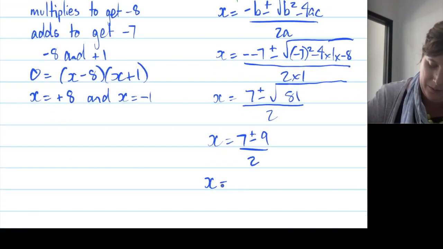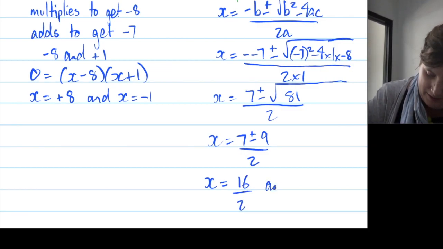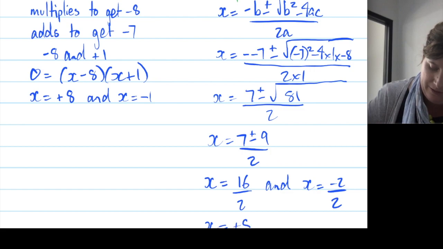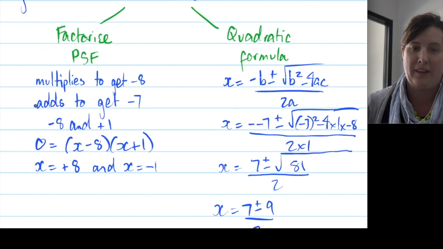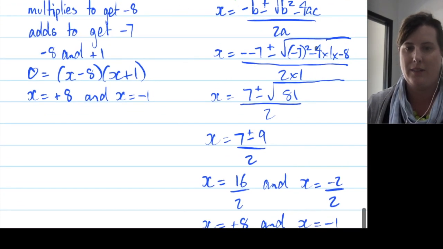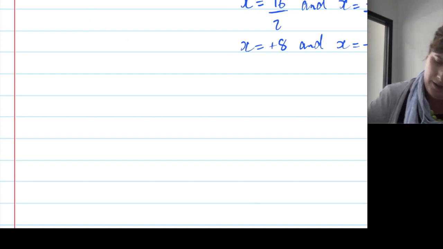So x equals 7 plus 9 is 16, and x equals 7 take 9, negative 2 over 2. X equals positive 8. And x equals negative 1. So here, PSF, actually factorizing was a lot quicker. If you're quick with the quadratic formula, you obviously don't need to write out all of those steps. I would write out this step and maybe a few down here. Here factorizing was a lot quicker. Okay, step 4.